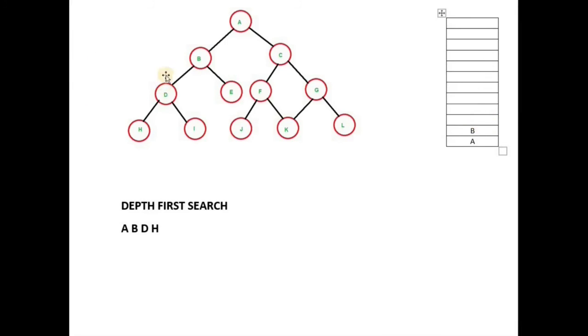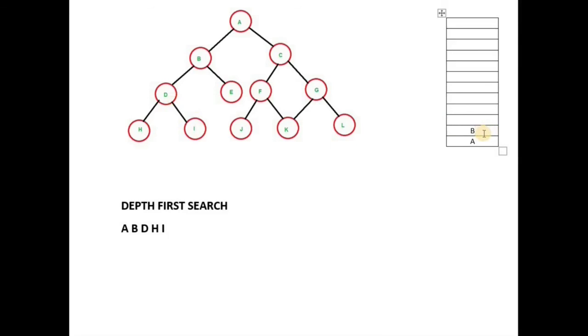So I will reach D now. Then from D, I can go to I. So I will start exploring I. I will again suspend D. Now from I I cannot go anywhere. So this is the maximum I can go. So I will go back to my previous one, that is D. I will remove D from the stack. From D I cannot go anywhere, since H and I are already visited. So I will take the next one.